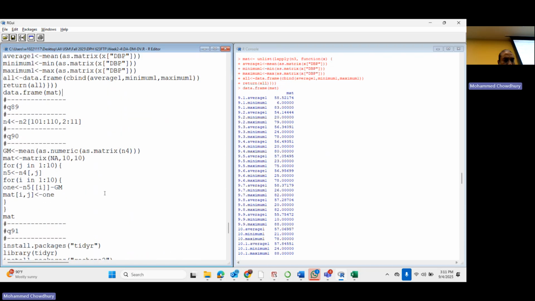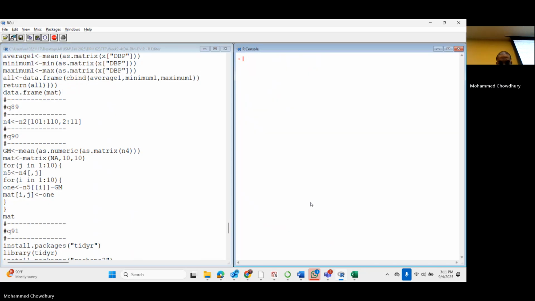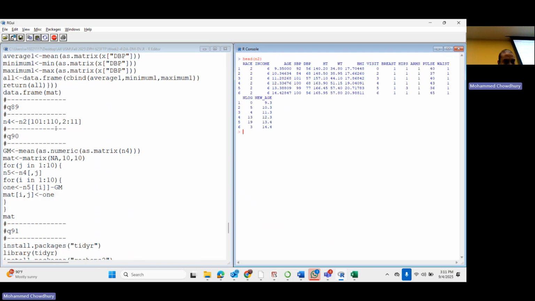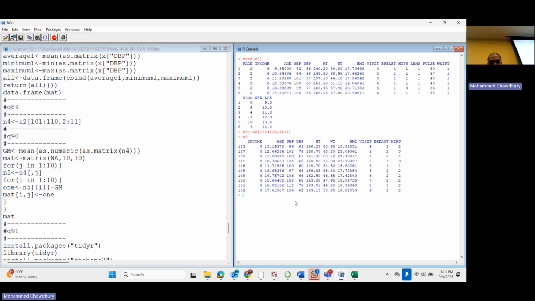Now, from the N2 matrix, this is the head of N2, right? From there, in question number 89, I want to take 10 rows and 10 columns. So take a look at that N4 equal to 10 rows and 10 columns. Take a look at that: 1, 2, 3, 4, 5, 6, 7, 8, 9, 10. 10 rows and 10 columns, right?